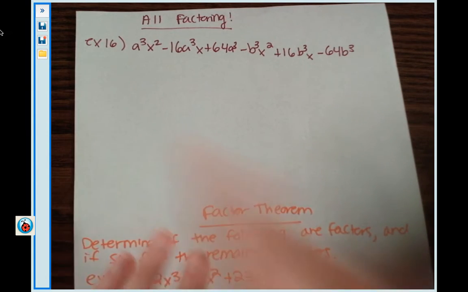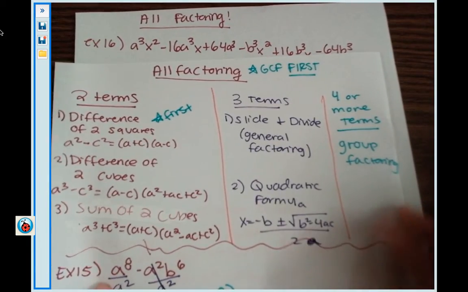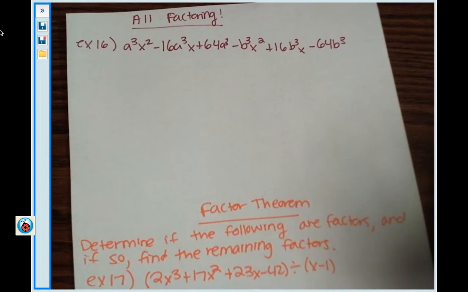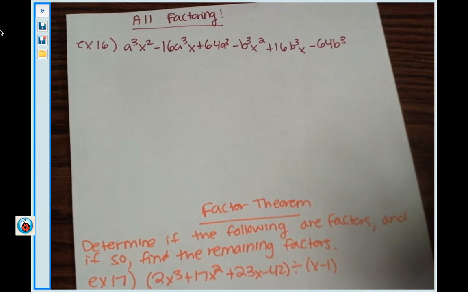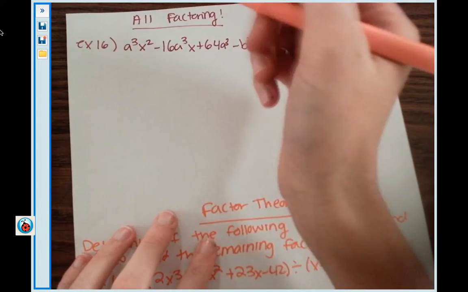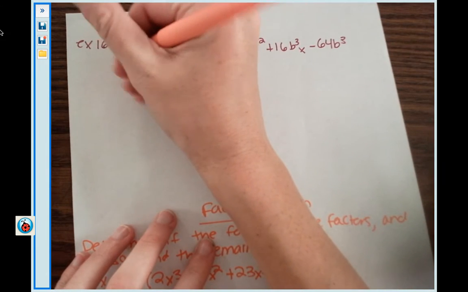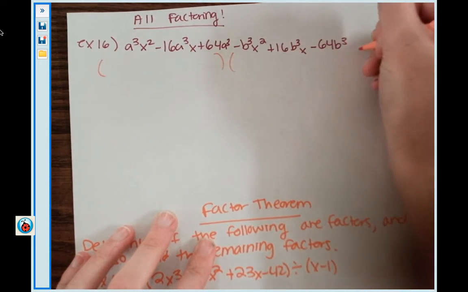So if you see here, I have 1, 2, 3, 4, 5, 6 terms. Looking at that nifty chart, if you have 4 or more terms, the only way to factor is by group factoring. So we have to do group factoring. I have 6 terms, and remember, I like to group things in groups of 2 if I can. So I'm going to group things in 2 groups with 3 terms in each parenthesis.